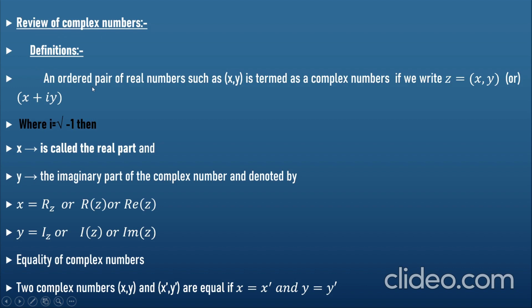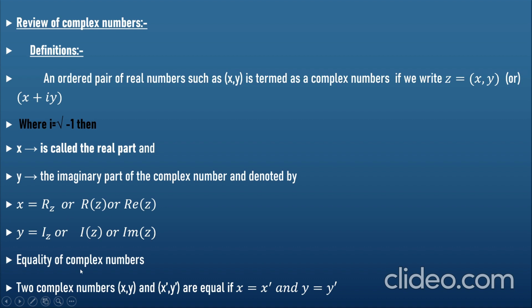Review of complex numbers. Definition. An ordered pair of real numbers such as (x, y) is termed a complex number if we write z = (x, y) or x + iy, where i is equal to root of minus 1. Here x is called the real part and y is called the imaginary part of a complex number. It is denoted by x = Re(z) or R(z), and y = Im(z) or I(z).